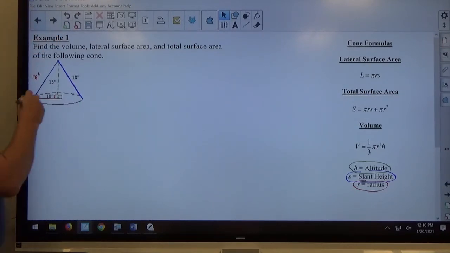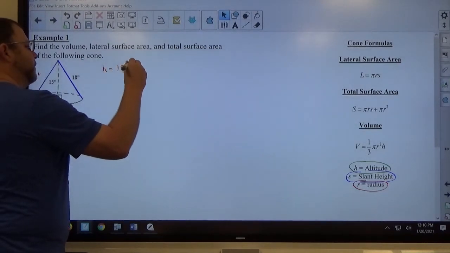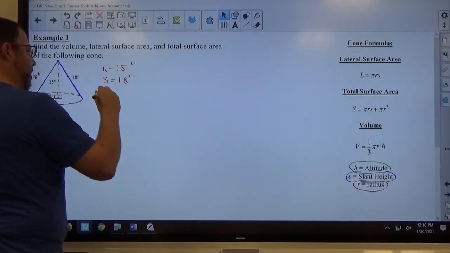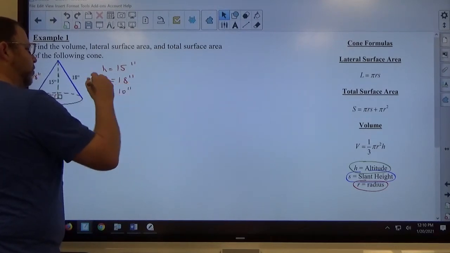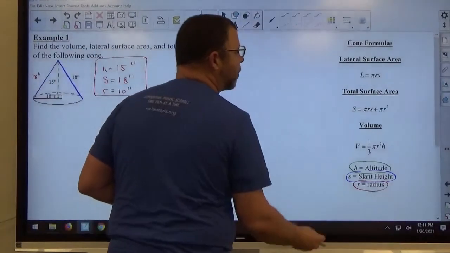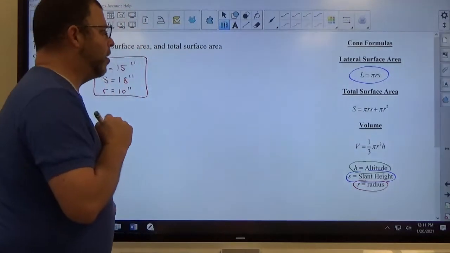So I identify what I know. I know my height is 15 inches. I know my slant height is 18 inches. I know my radius is 10 inches. So you simply identify what the dimensions are, then apply the proper formula, use a calculator to calculate things. So if I'm doing the lateral surface area, defined as L equals pi R S.